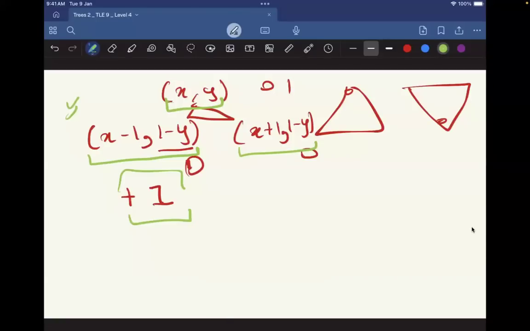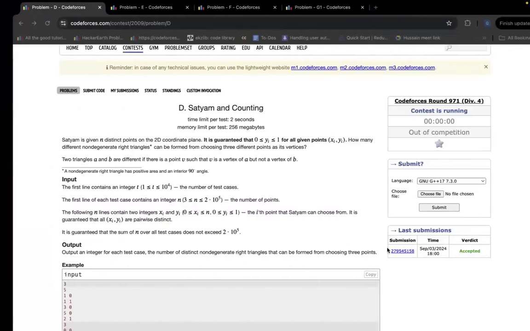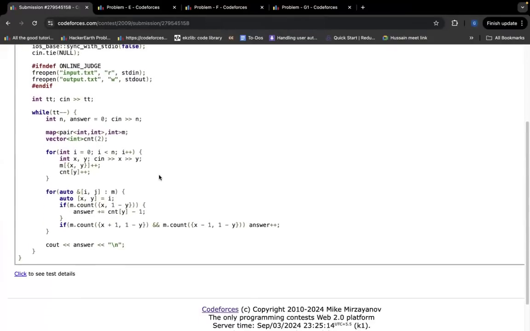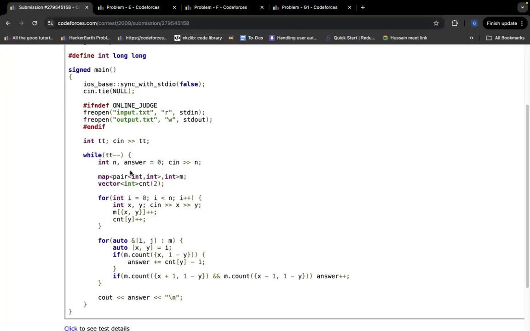Tell me. Yes. Now, if this much is clear, I implemented it in a bit of a more bad way, you can say, but I will just show you all. I have a pair and I have count 2. What does this store? It stores how many numbers have y is equal to 0 and how many numbers have y is equal to 1. Okay. Now, I am taking an input, I am storing it in a map, all right, and then I am setting count y plus plus.